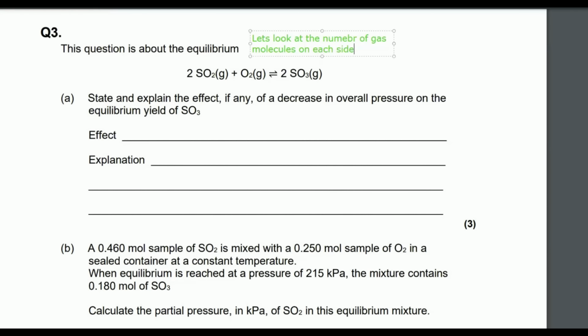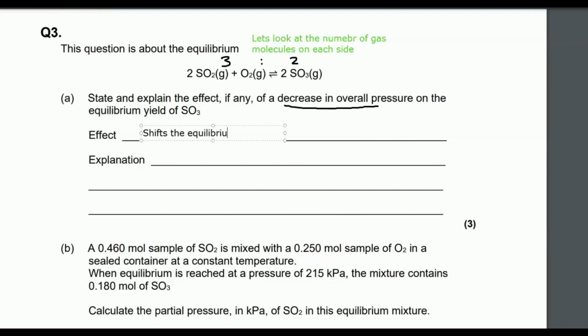Let's look at the number of gas molecules on each side. So I've got 2 sulfur dioxides plus an oxygen, that's 3 on the left, and I've got 2 sulfur trioxides on the right, so that's 2 on the right. So I've got 3 and 2. So what's the effect if we decrease the pressure on the yield of sulfur trioxide?